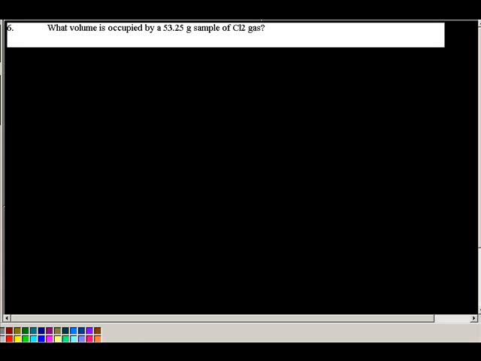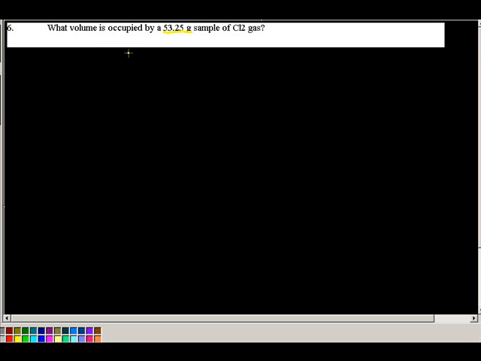Okay, so let's take a look at a two-step mole problem. What we mean by a two-step is the following. You'll notice that in this problem, what volume is occupied by a 53.25 gram sample of Cl2 gas? You'll notice that we're beginning with grams. We want to know what volume that occupies.